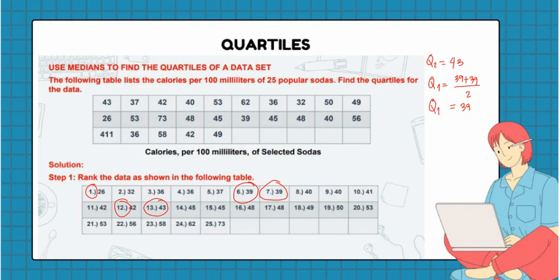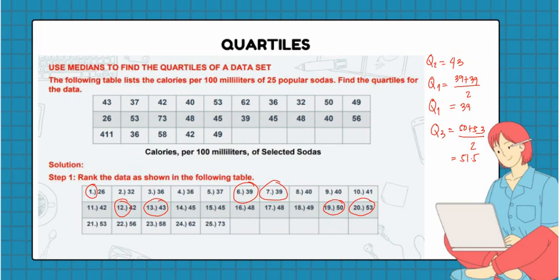And then, to identify our Q sub 3, you do the same. You are going to find the middle number from 14 to 25. Since this is an even set of numbers, you have to identify the two middle numbers, which are 50 and 53. 50 plus 53 divided by 2 is 51.5. Therefore, our Q sub 3 is 51.5. That is how easy it is to identify Q sub 1, Q sub 2, and Q sub 3 of a data set.